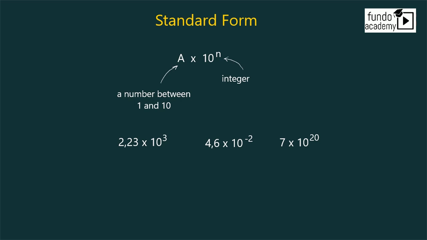You can see that these three numbers are conforming to our standard form rule, that a should be a number that is between 1 and 10. We've got 2.23, which is between 1 and 10. We've got 4.6, we've got 7. These are our values of a. A number that is between 1 and 10 is a number that has one digit before the decimal point. So the value of a has one digit to the left of the decimal point.